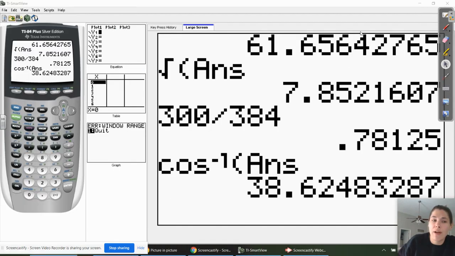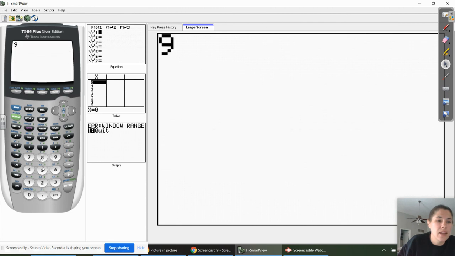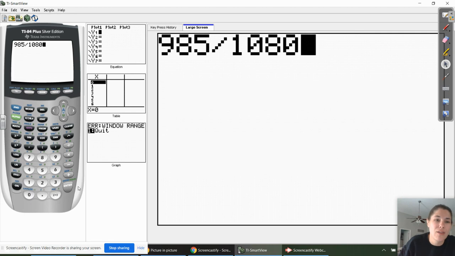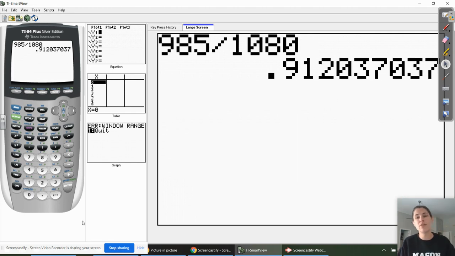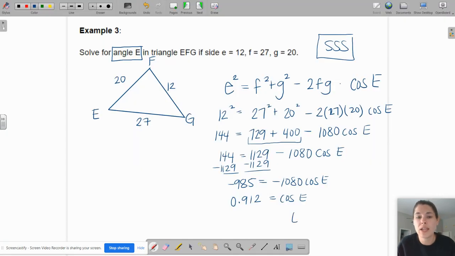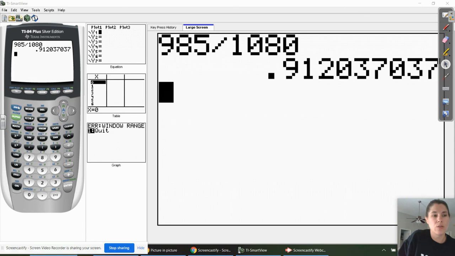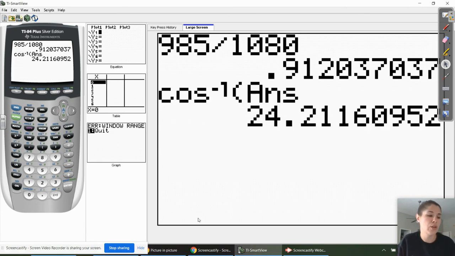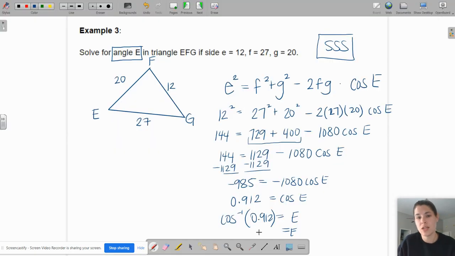I'll go ahead and show you. If I'm doing 985 over 1080, and I know technically both of these are negative, but a negative over a negative is a positive. And so then this is the cosine of E. Remember, to get E by itself, I'm going to be taking the inverse cosine of that decimal. If I do the inverse cosine of that previous answer, we get 24.2 degrees. So E equals 24.2 degrees.